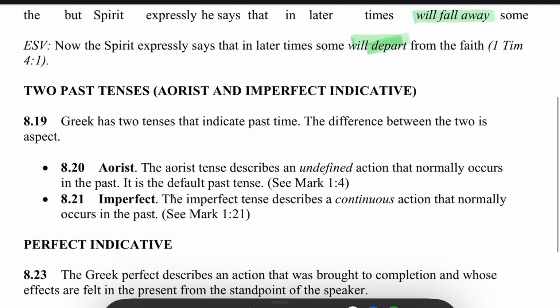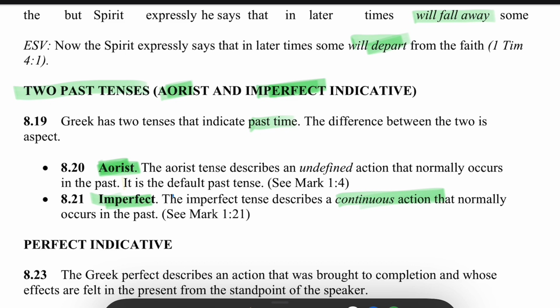And then we have two past tenses. This is important as we think through the fact that it's not simply one past tense like what we have in English. Greek has two tenses that indicate past time, the aorist and the imperfect, and the difference between the two is their aspect. So aorist, as you'll remember from our previous page, describes an undefined action that normally occurs in the past. So it's not defined whether it's continuous or whether it's completed. Whereas the imperfect tense describes a continuous action that normally occurs in the past.